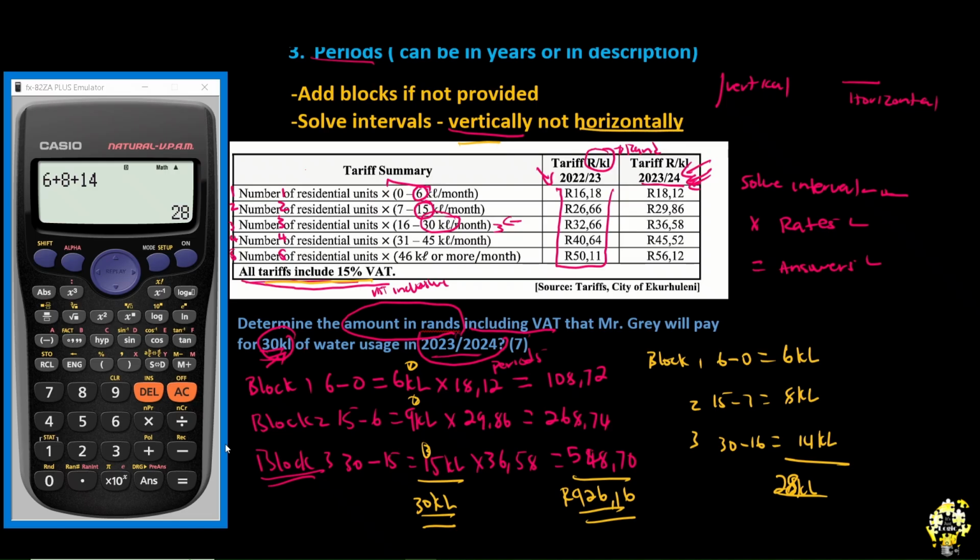And I know you're going to get intervals that allow you to do them horizontally. Still don't. Instill this in your mind. I do it vertically no matter what. You are going to get tariffs that are like this: 0 to 6, 6 to 15, 15 to 30. You see, they allow you to do it horizontally, but still don't. Do it vertically. You are trying to build a foundation upon which you will never fail.